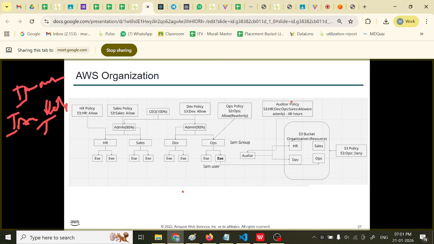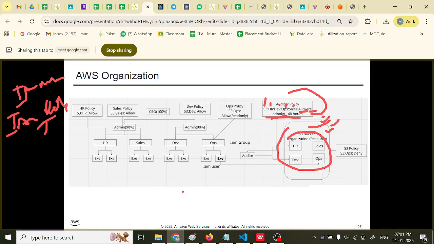That is what you see here. It's an auditor. We only allow S3 bucket, that is the storage option. You can see HR, developer, ops, sales, every folder you can access. But allow only read only. Only in the read only format you can see, not the delete option. That is the full option, which we cannot give.